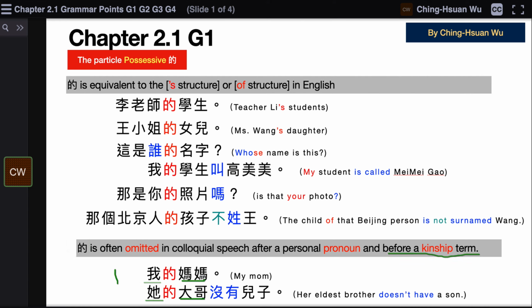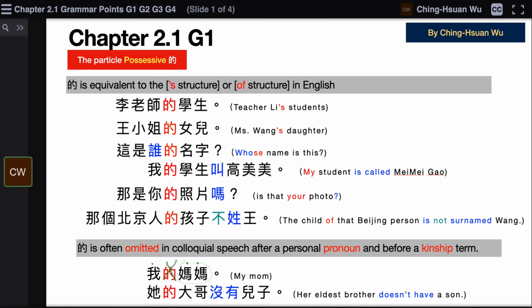Okay, let's take a look at this example. 我的妈妈 is correct, but in casual conversation, 的 is often dropped because the phrase starts with a personal pronoun and it is about a kinship. Therefore, in this case, 的 is omitted. Instead of saying 我的妈妈, we will say 我妈妈.